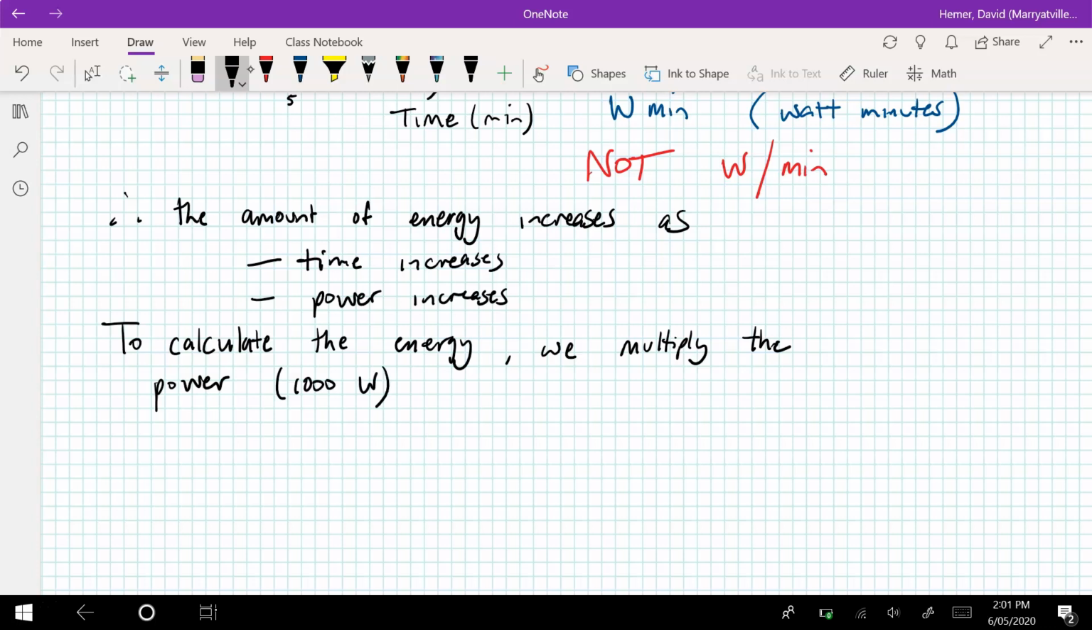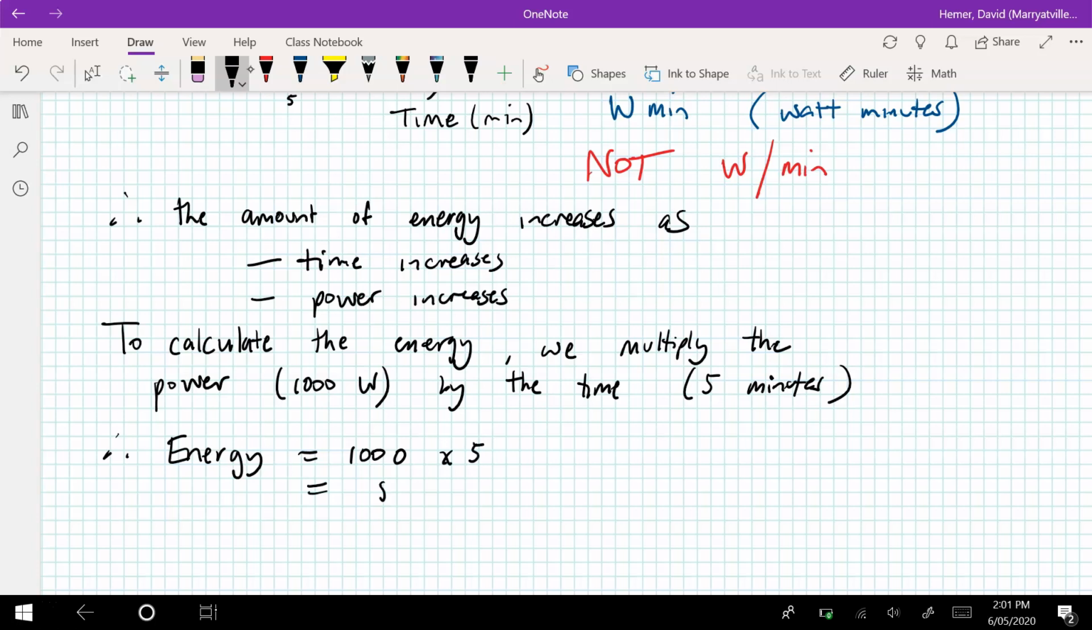We'll have a look at an example for this for our toaster. So remember, we've got a power of 1,000 watts and a time of 5 minutes. So as mentioned, the energy is calculated by multiplying the power by the time, giving us a value of 5,000 watt minutes, which also corresponds to 5 kilowatt minutes.